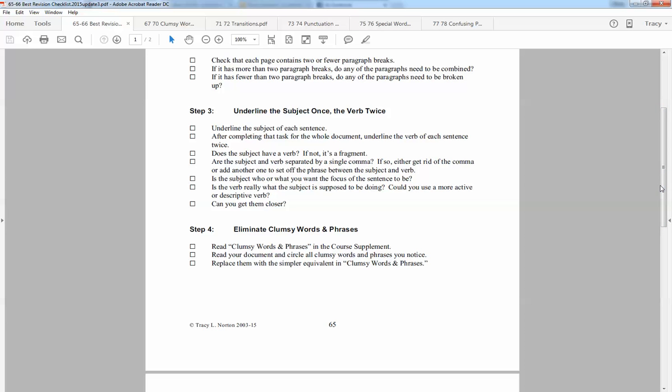Step 4, eliminate clumsy words and phrases. This step just helps you, after you've shaped it up and made sure that it's generally readable and accessible to the reader, make sure that you simplify some of the more complex phrases that aren't completely necessary. And so it uses a document that's published in a law review article by Eugene Volokh to help you with that.